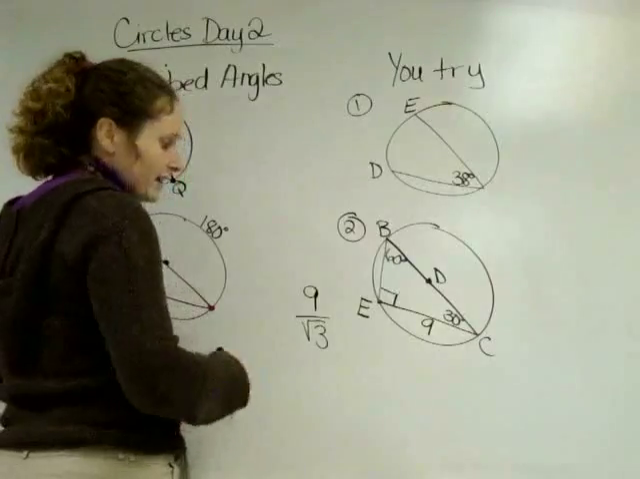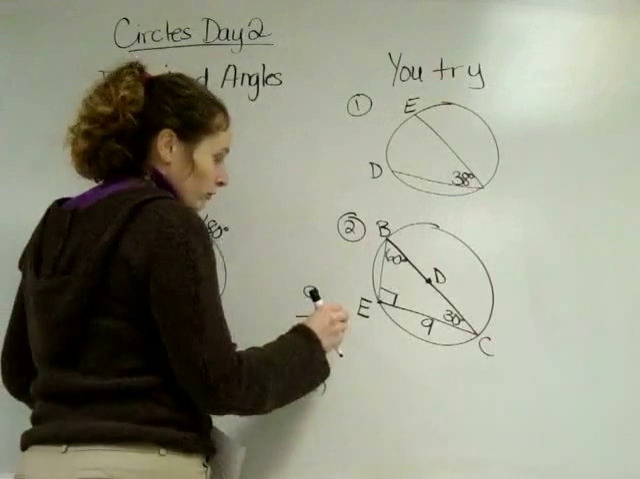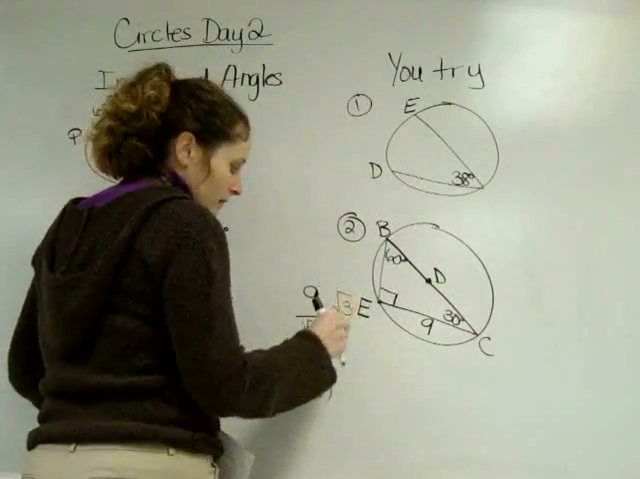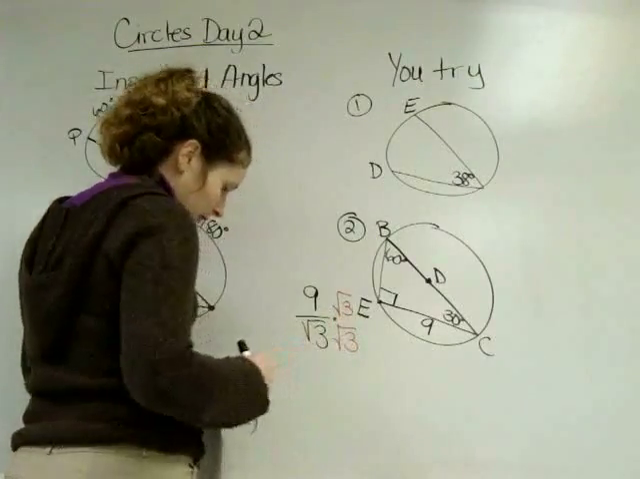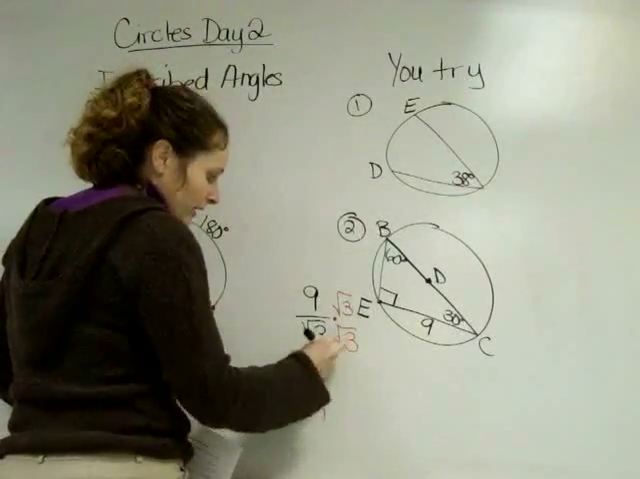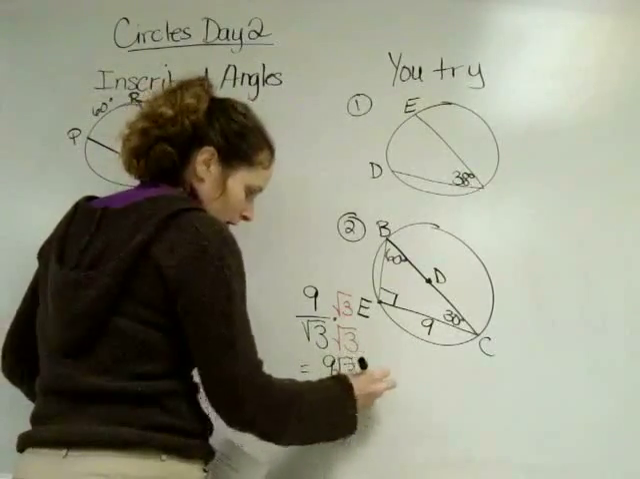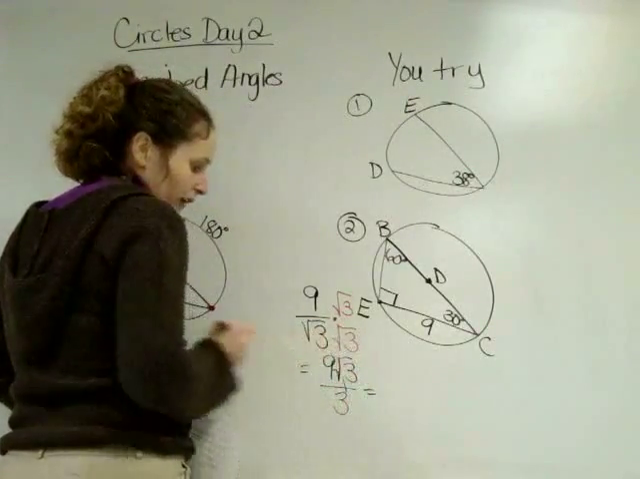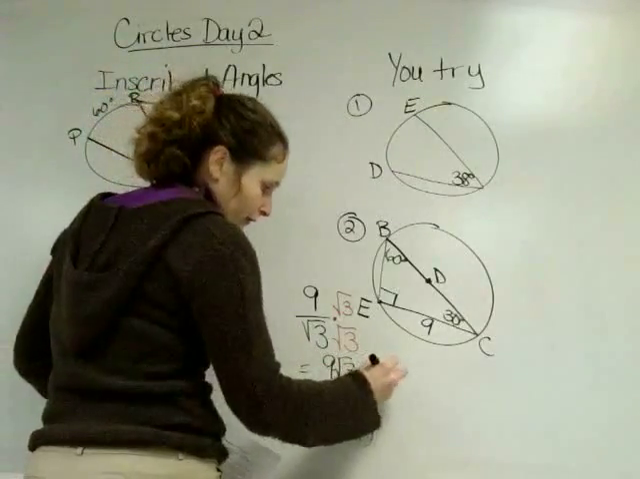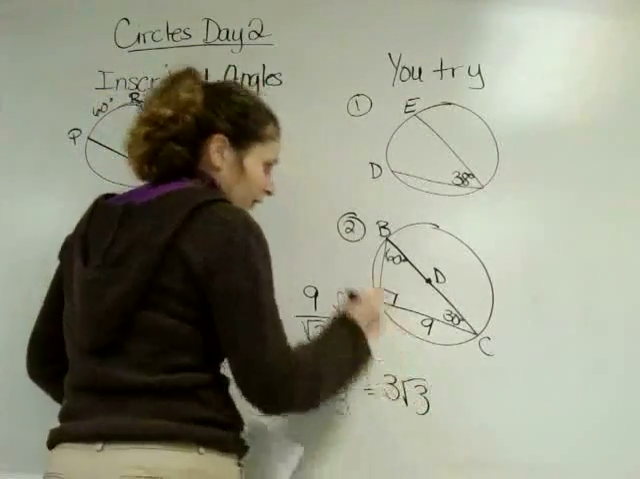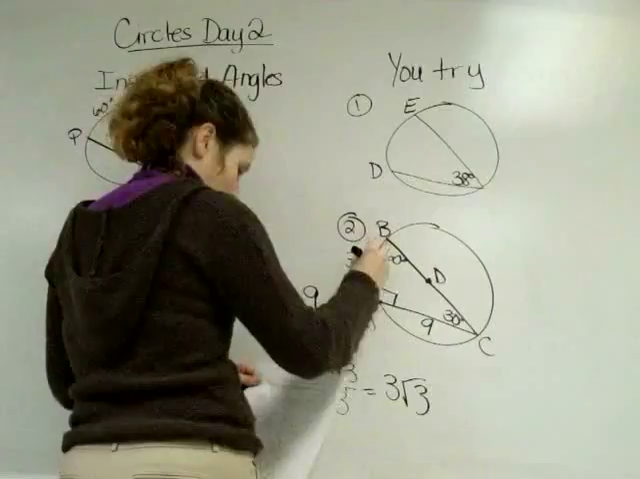You guys know we can't leave that root in the denominator, so we're going to multiply top and bottom by that same root, so that we now have 9 root 3 over 3. And then reduce out your 9 and your 3. 9 divided by 3 is 3 root 3. There's your length of BE, 3 root 3.